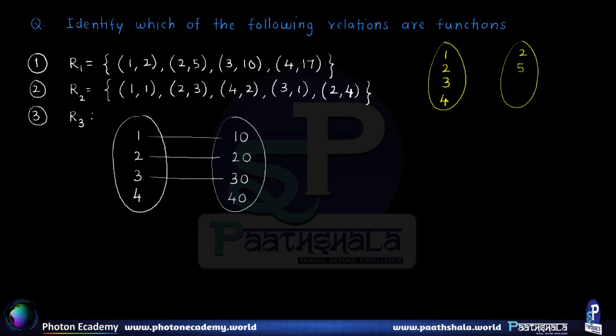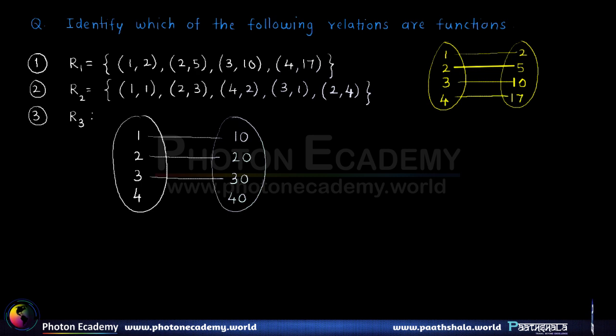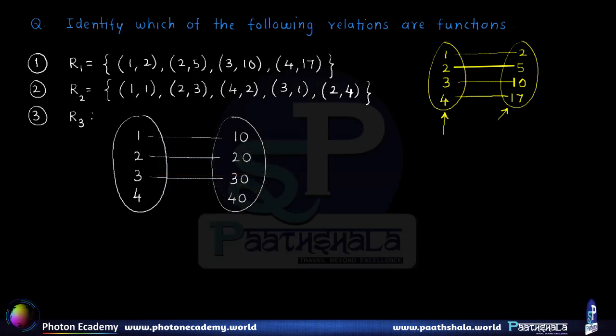So 2, 5, 10 and 17. And if we join the arrows, which is the relation given to us, now we have to check whether this relation is a function. For that, let us recollect and verify the definition of function, that is each element of the first set has a unique image in the second set. So that means all elements of the first set have a single image in the second set, and therefore the answer is yes, this relation is a function.